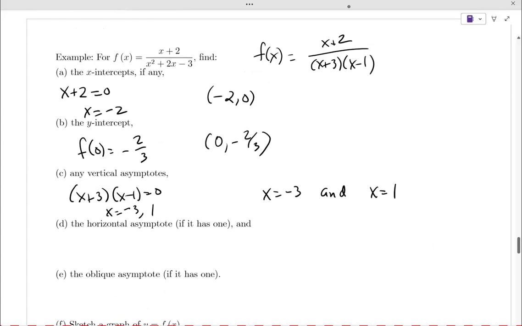How about a horizontal asymptote? What do we look for for horizontal and oblique asymptotes? What do you look at? The degrees, right? Degree of the top is 1. Degree of the bottom is 2. So what case do we have in this case? Horizontal of y equals 0, right? Good. So your degree of the top is less than the degree of the bottom. So y equals 0 is your horizontal asymptote.